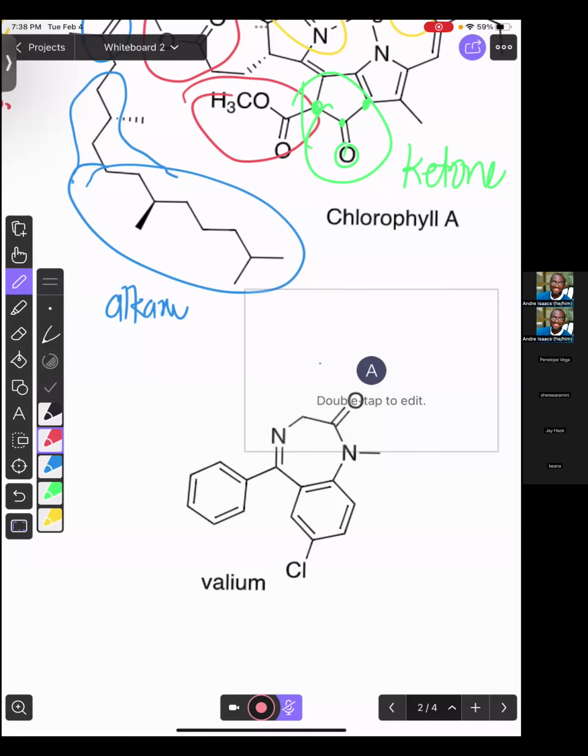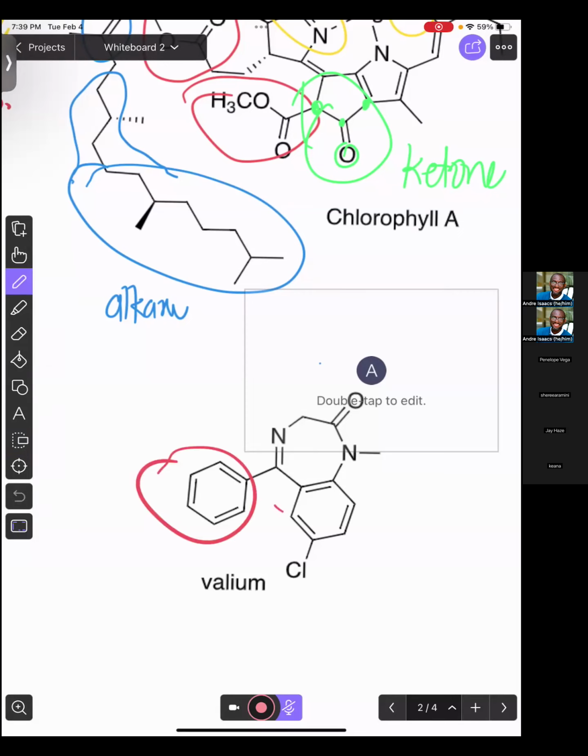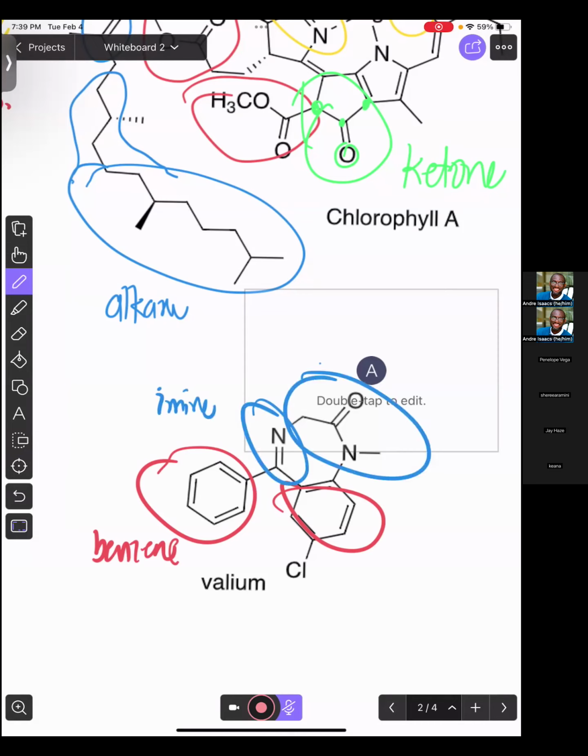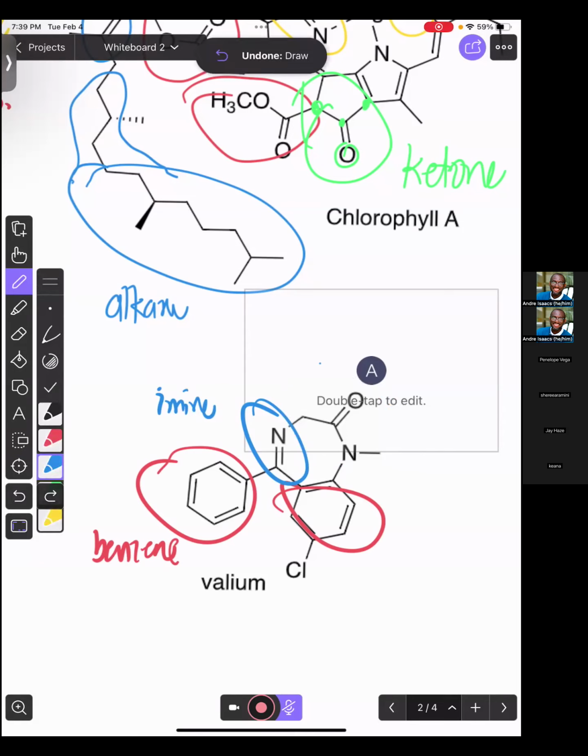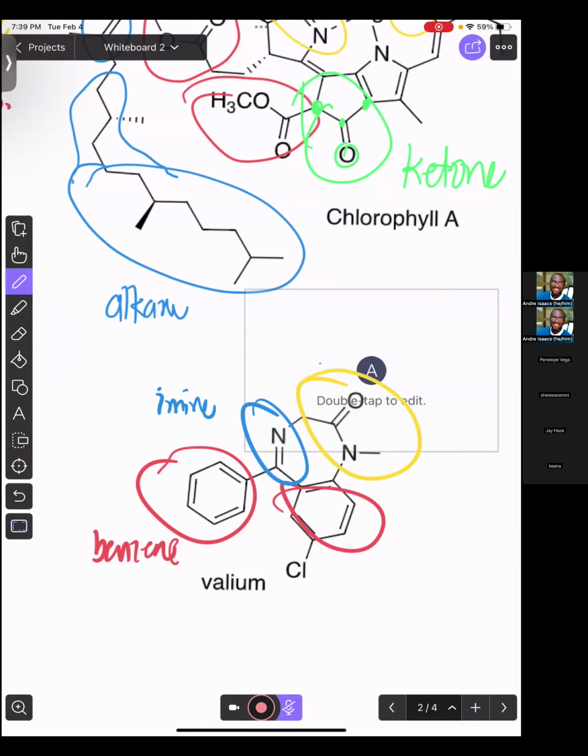Okay, so what do you see in this one? Let's do this one real quick. We have benzene rings in this one, right? So benzene. We have an imine in this one. Here's an imine. And we have an amide in that one. Let's use a different color. We have an amide in this one. Sorry about that box. This is an amide, okay? And we have a halide. That's a phenyl halide. But yes, we have that.